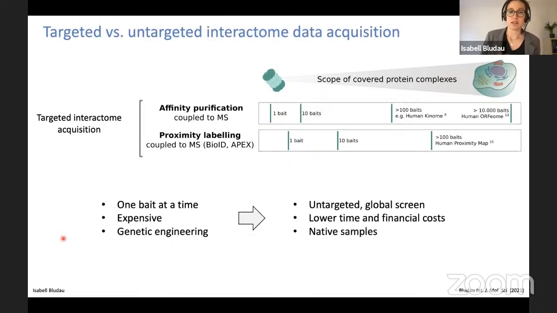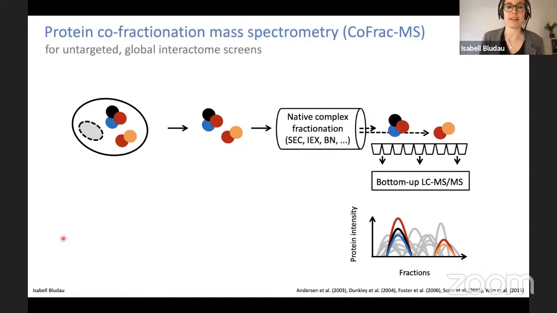So now the question is if there are any strategies where we can look at the interactome from a more global, untargeted perspective. And the most commonly used approach, and the one that I've also worked with mostly during my PhD, is a strategy called protein cofractionation mass spectrometry, or CoFrac-MS. And here you can take the full native cell and lyse it to keep, again, protein complexes intact. And these protein complexes are then separated by native complex fractionation, for example, by size exclusion chromatography, or SEC, or ion exchange chromatography, IEX.